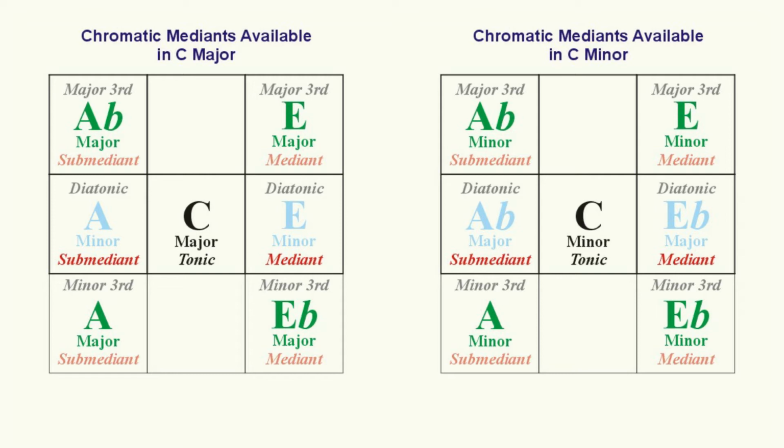Chromatic mediants are often used instinctively. In modern pop music, chromatic mediants are often used without the composer even being aware of it. Without effort, the composer just hears them.